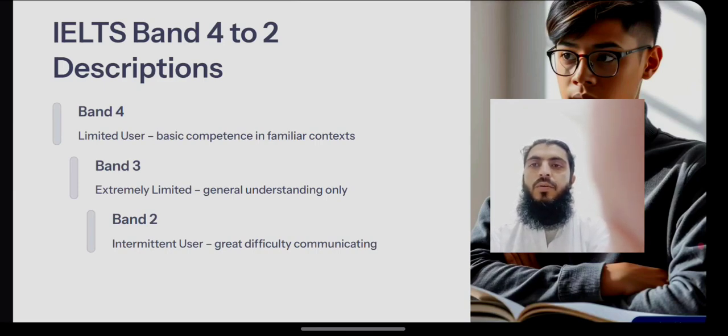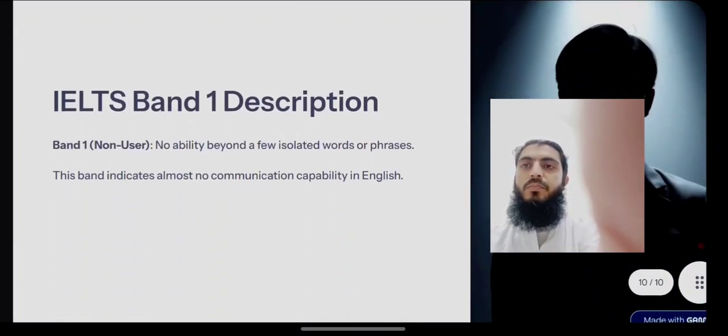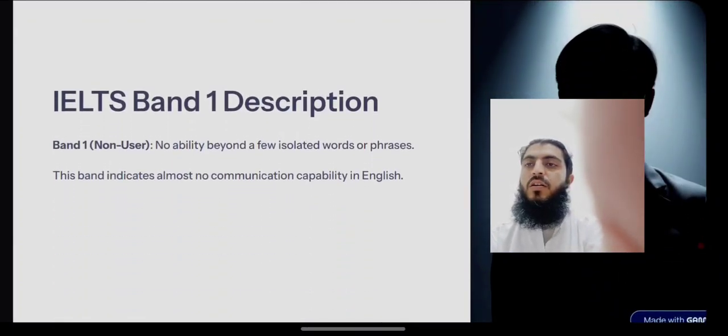A person with a 3 band will be considered extremely limited, with general understanding only, not able to speak and write much English. Band 2 will be considered an intermediate user, which means he has great difficulty in communication. Band 1 means you are a non-user, with no ability beyond a few isolated words or phrases. This band indicates almost no communication capability in English.